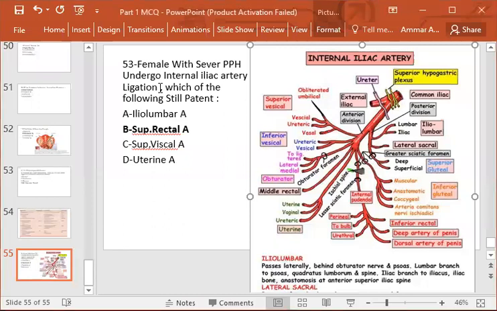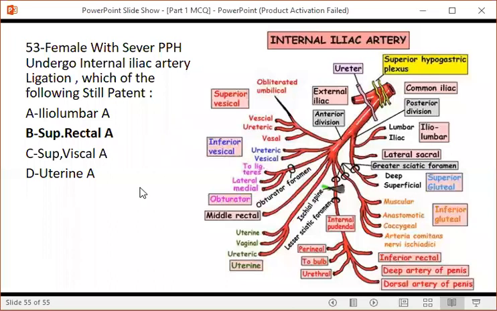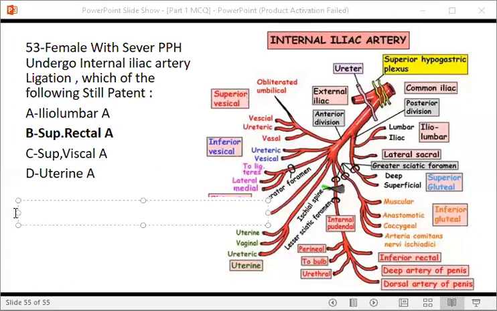Guys, sorry, I will stop that again. Pause. Okay, so what should occur here is, you need to know that the iliolumbar, superior vesical, or uterine artery, which one, all are involved in the internal iliac artery, and the superior rectal artery is a branch of the inferior mesenteric artery. So this is what you should know, that the superior rectal is a branch of the inferior mesenteric artery.